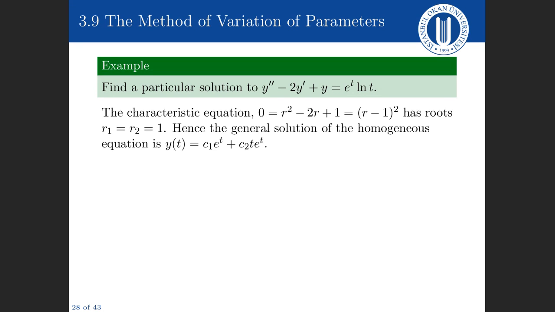First, we need the general solution of the homogeneous equation. You know how to do this. You can find that the general solution of the homogeneous equation must be c1 e to the power t plus c2 t e to the power t. Now we're ready to do the method of variation of parameters. We replace c1 and c2 by functions. We're going to guess that the particular solution, capital Y, is u1(t) e to the t plus u2(t) t e to the power t.